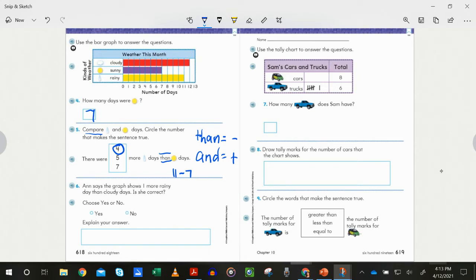Now another way you could have looked at that is, by looking that 11 or rainy went up to here. And so I had 1, 2, 3, 4 places that were empty from the sunny.